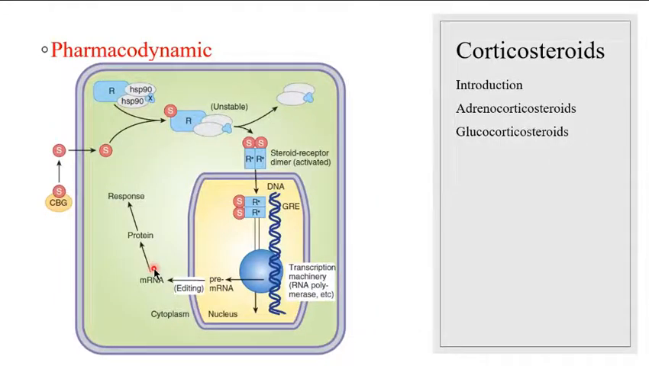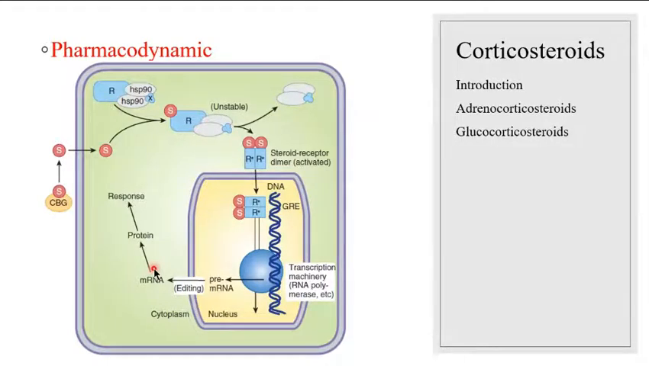Now we move on to the pharmacodynamic characteristics of corticosteroids. Steroids are lipid soluble. They are so lipid soluble that they can be applied topically and enter the systemic circulation. They can be given via the oral route. They can be given via the parenteral route.